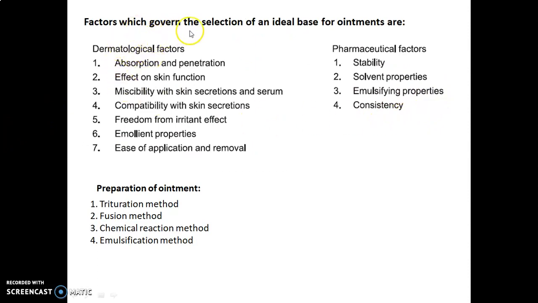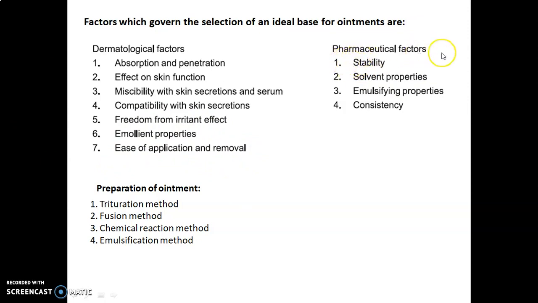The factors which govern the selection of an ideal base for ointments are of two kinds: dermatological factors and pharmaceutical factors. Dermatological factors are of seven types: absorption and penetration, effect on skin function, miscibility with skin secretions and serum, compatibility with the skin secretions, freedom from irritant effect, emollient properties, and ease of application and removal.